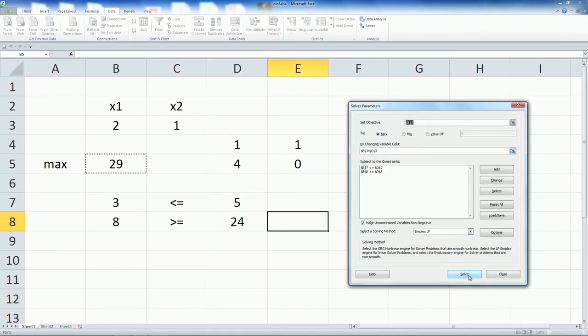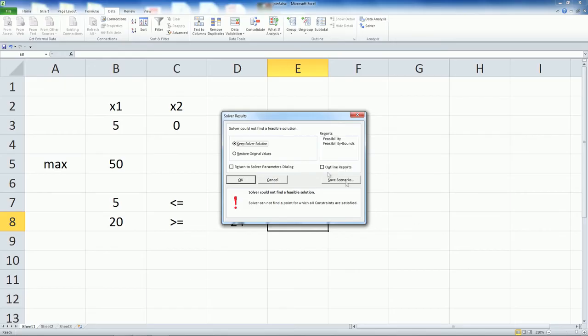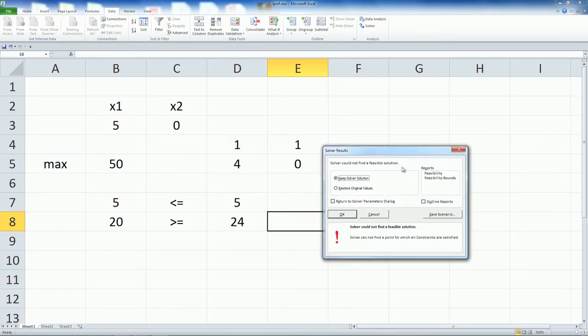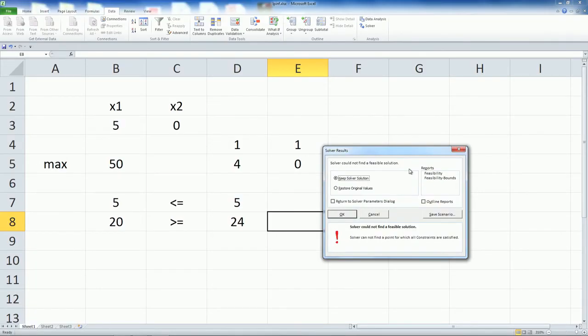We use simplex LP. When we solve here, we will get a message that solver could not find a feasible solution. When we get that message, it means the given problem is infeasible. So, this solver will give 3 messages. If it gives an optimum solution, it will say that an optimum solution is found.